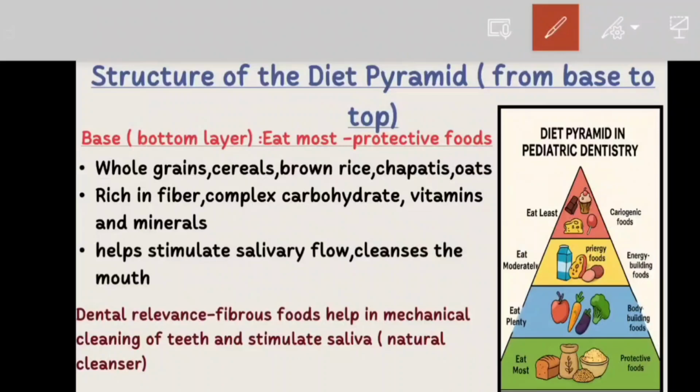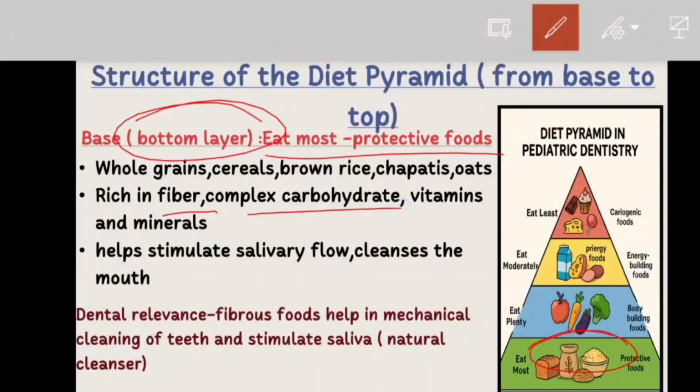Now we see the structure of the diet pyramid. So here it is from base to the top. The pyramid is divided into 4 layers from the bottom to the top. Okay. So layer 1 is the base, that is the bottom layer, which is the eat most protecting food. This layer contains whole grains, brown rice, chapati and oats. These foods are rich in fiber, complex carbohydrates, vitamins and minerals. They help stimulate the salivary flow, which helps in cleaning the mouth.